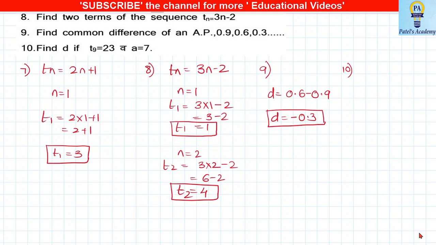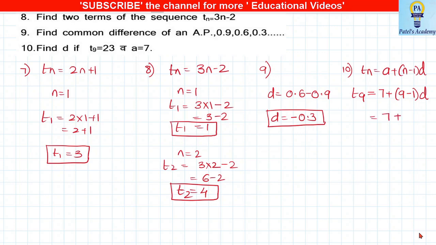Next, you have to find the value of d if Tn is 23. So let us use the formula for Tn. Tn equals a plus (n minus 1)d. Now here they have given T9, so I'll write here T9. The value of a is given as 7, plus n is 9, minus 1, d. That is what you have to find out.